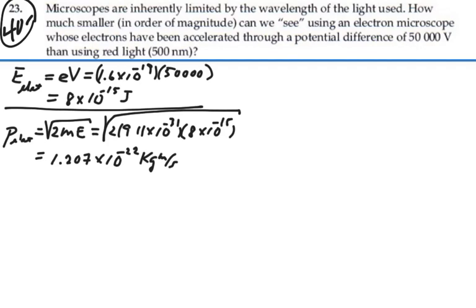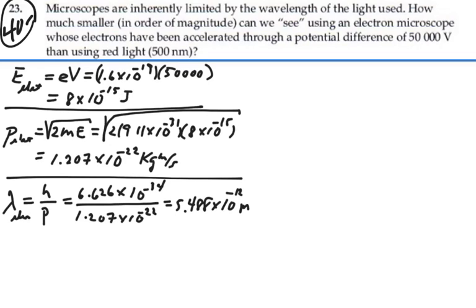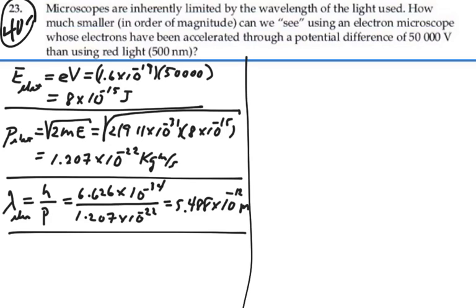That's our momentum. Hence, the de Broglie wavelength of the electron is equal to Planck's constant over the momentum, 6.626 times 10 to the minus 34 over 1.207 times 10 to the minus 22, and that is equal to 5.488 times 10 to the minus 12 meters. So that's our de Broglie wavelength.